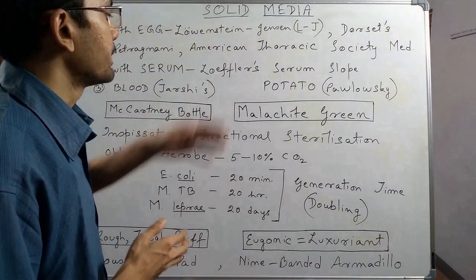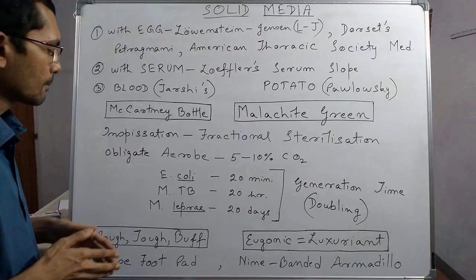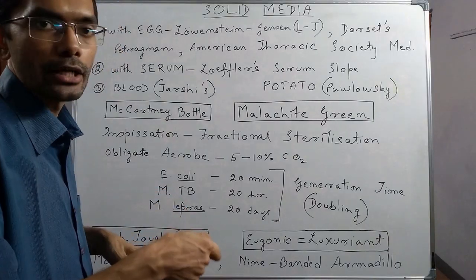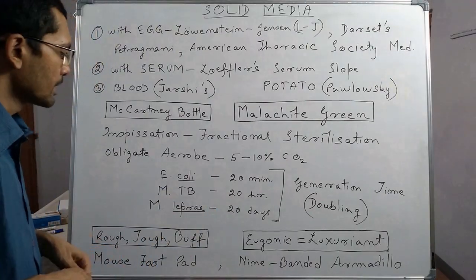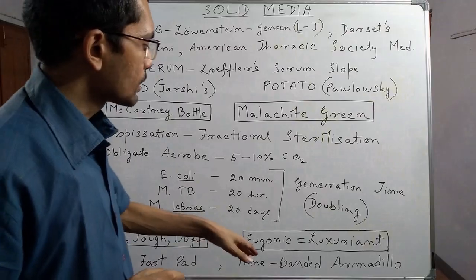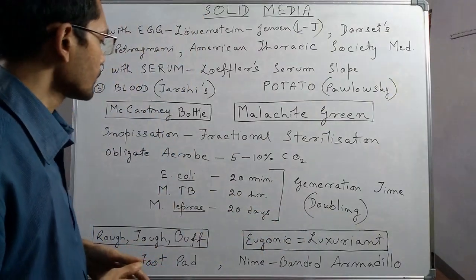MTB colonies on LJ medium are described as rough, tough, and buff. Rough because they are dry, tough because they firmly stick to the surface of the medium and they are difficult to lift or separate from the medium. Buff because they are buff colored or pale colored. They are also described as eugonic because the growth is luxuriant.